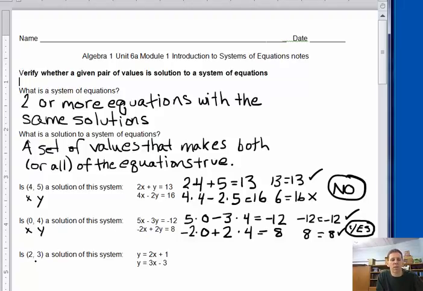What I'd like you to do is try out this third problem. Substitute 2 and 3 into this equation for x and y. We'll pause the video and we'll see if you get a yes or no for this last equation in just a moment.